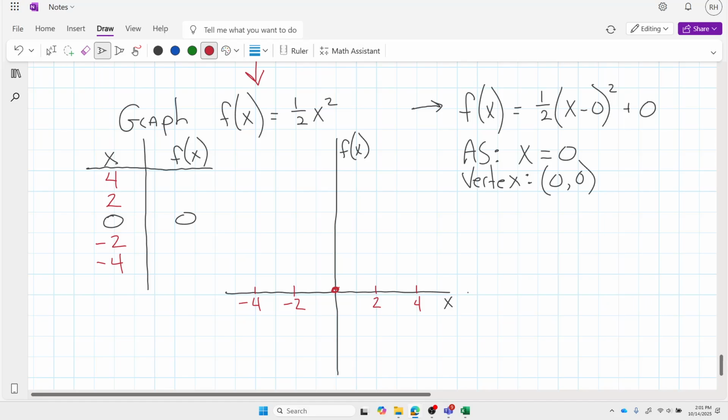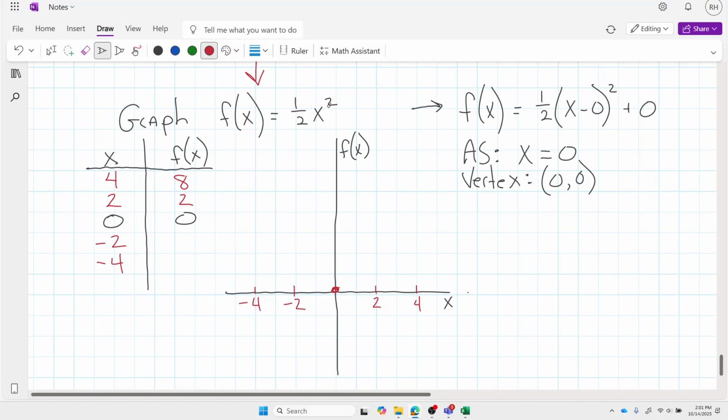So now you complete your table of values, okay? If we substitute a 4 into this equation for x, what is 4 squared? 4 squared is 16 times 1/2 is 8. 2 squared is 4 times 1/2 is 2.